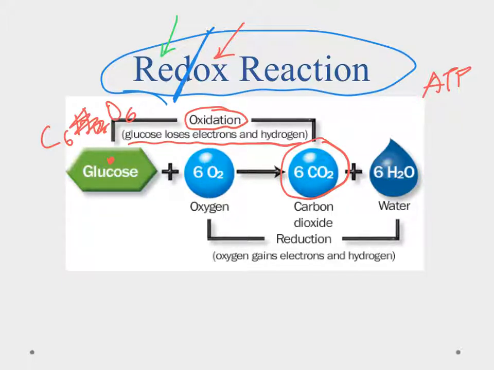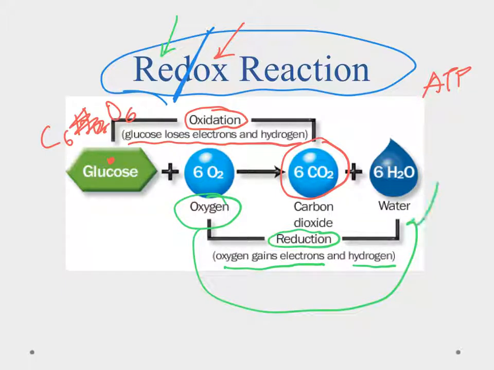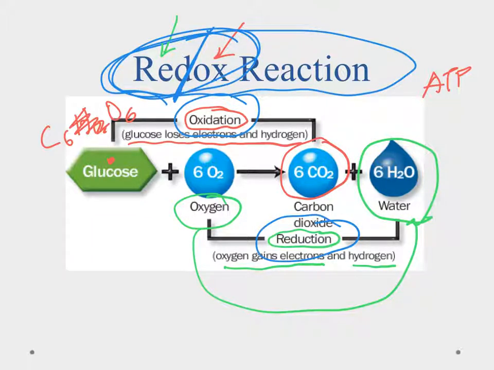Now, we also have this reduction part of the equation, and that's where oxygen is going to gain some electrons, and it's going to gain hydrogen. So if I take oxygen and I add hydrogen in its most favorite way, it's going to form this water over here. So you can see how cellular respiration has this oxidation part and this reduction part, and that's why we call it a redox reaction.